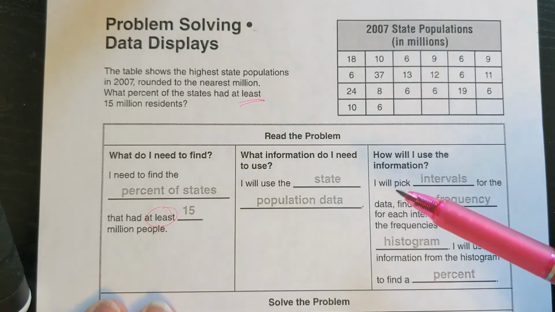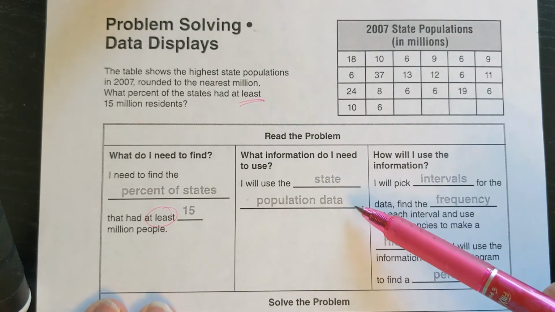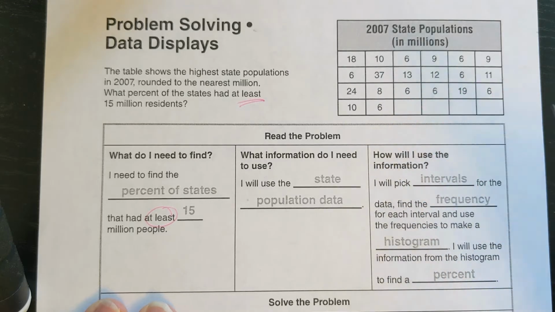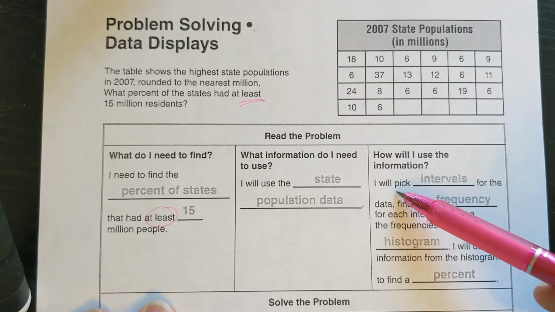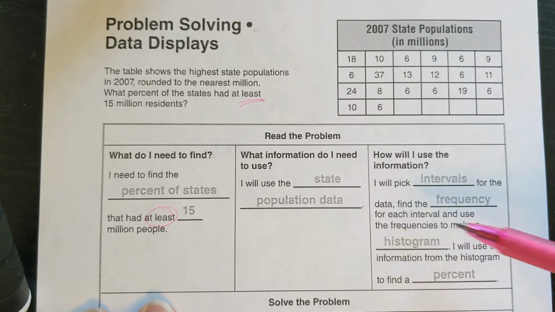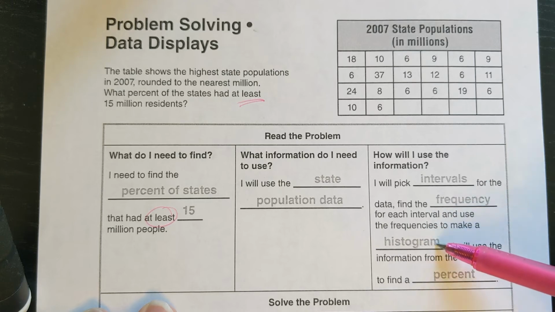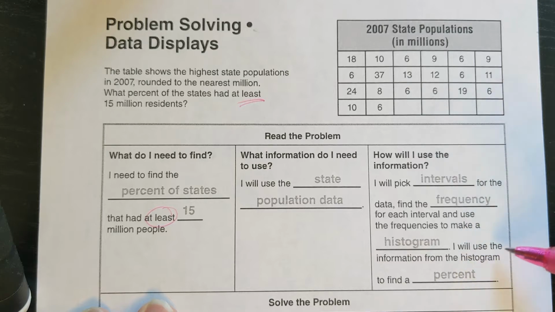What information do you need to use? Well, you're going to need to use the state population data, which is in our chart. And then how will you use this information? I will pick intervals for the data, find the frequency for each interval, and use the frequency to make a histogram. Now, you can make a dot plot if you feel like you're more comfortable with that. I like that today we're going over histograms again, just to remind us. So after we make that histogram, I will use the information from the histogram to find the percent. Okay, we'll walk through all of that together.